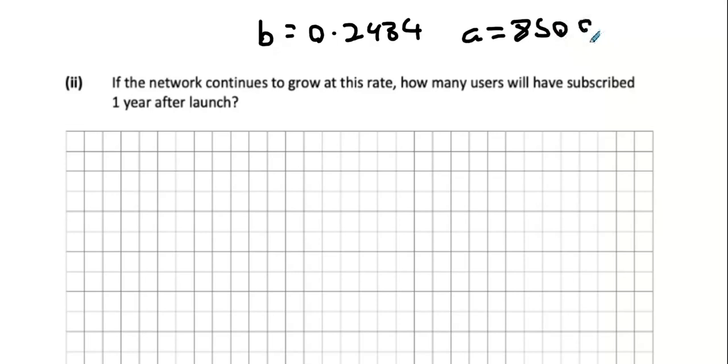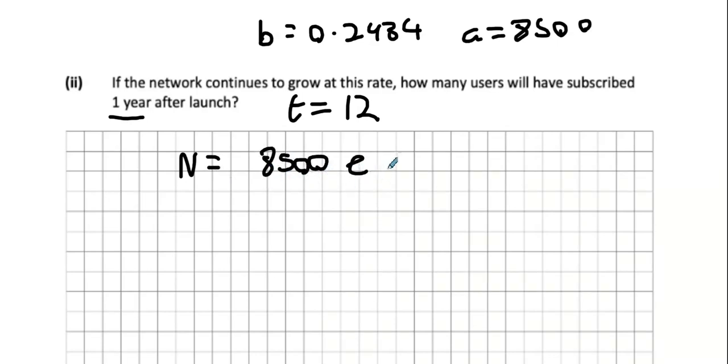All right, guys. If the network continues to grow at this rate, how many users will have subscribed in 1 year? t equals 1 is incorrect. Can anybody tell me why t cannot be equal to 1? So t equals 12. Okay. And your N value is 8,500 e to the power of bt. And we know what b is, don't we? And then we need the t value. And what do we say the t value is? 12. Throw it all into the calculator, lads.